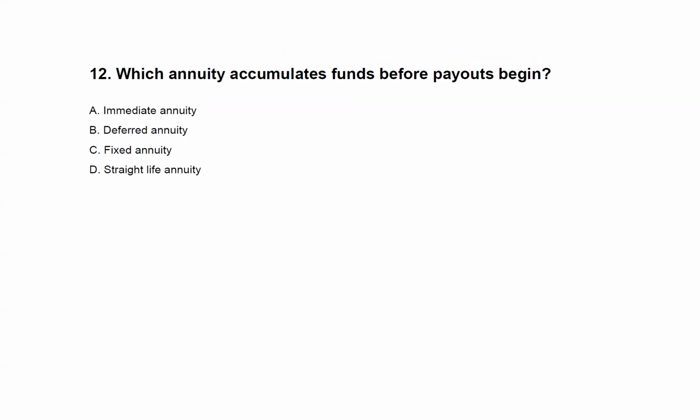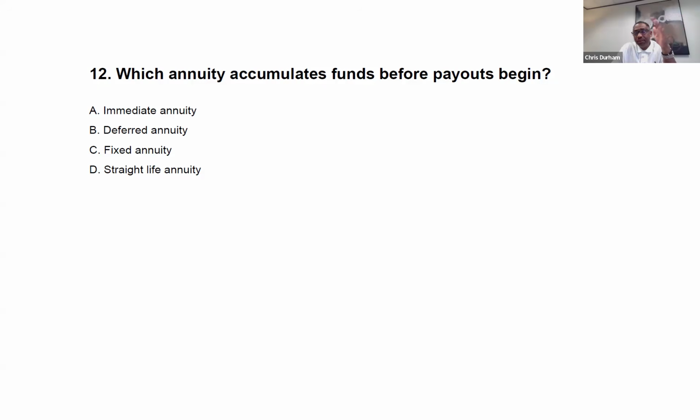Which annuity accumulates funds before payouts begin? Before the payout. So fixed annuity? Nope. So it's got to be B or D. I don't know which one it is though.